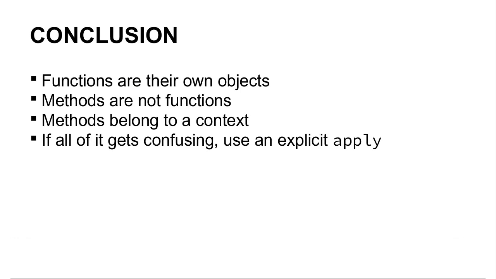Functions are their own objects. Methods are not functions, and methods belong to a context: an object, a class, abstract class, trait, etc. Again, if it all gets confusing, you always have the choice. You could use an explicit apply. That way, it makes it less confusing. And over time, you get used to this sort of thing, and everything makes sense.